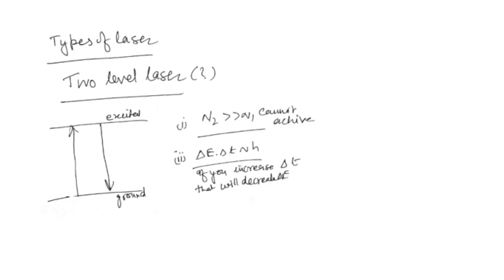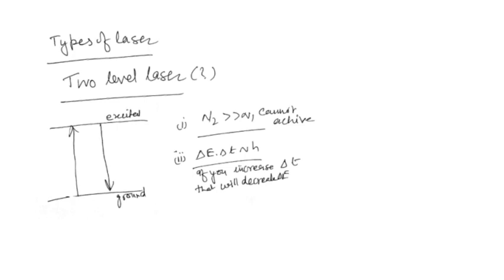You cannot achieve population inversion between the ground state and the excited state, because as you excite the atom from the ground state, it moves to the upper state, but the lifetime is very small. Within 10 to the minus 8 seconds, it can return back. So after some time, you will observe an equilibrium. The number of electrons moving upward and the number moving downward will be the same. So the condition of population inversion cannot be achieved.